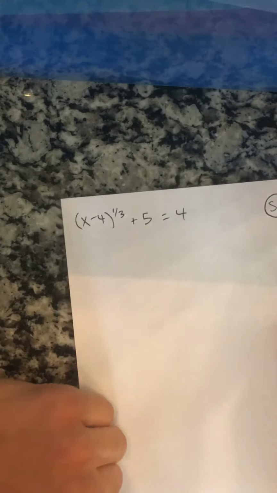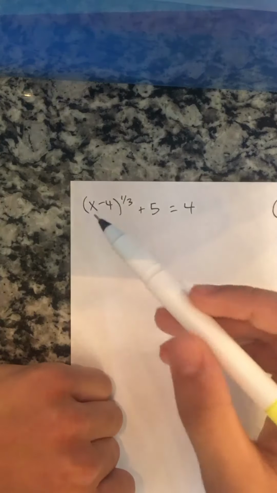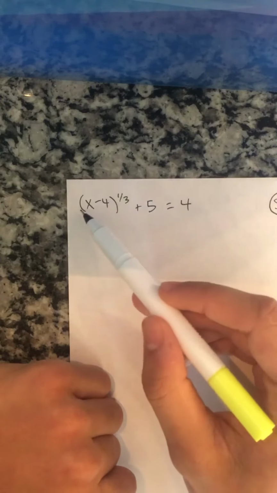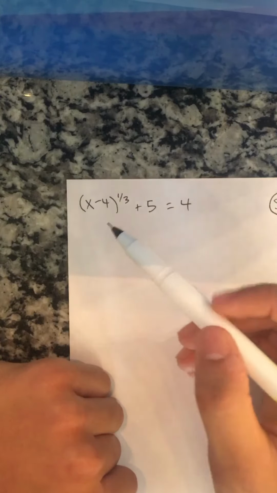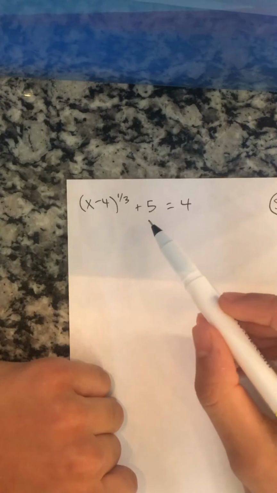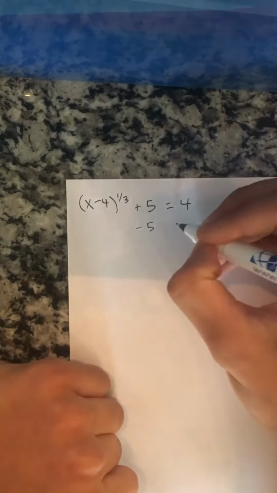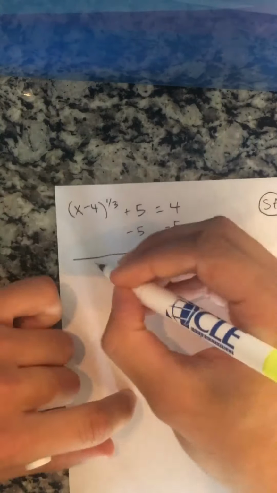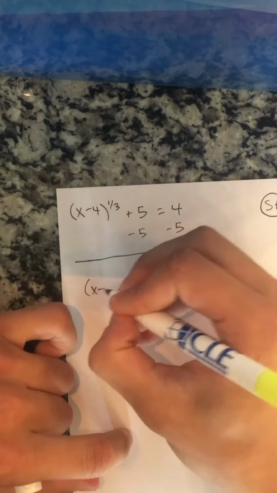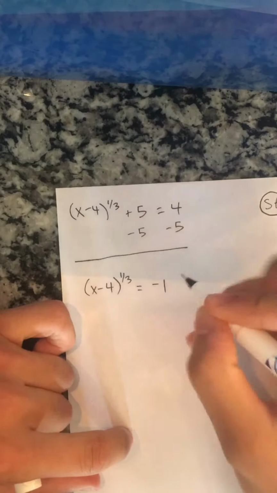So let's get started. We're going to look for something that we could add or subtract first, and I see that there's a -4 here, but that's in parentheses, which means that we can't do anything to it right now. Then I see a +5 here, and we can subtract that on both sides to cancel it out. So I do that. And now we have x minus 4 to the 1/3 power is equal to -1.